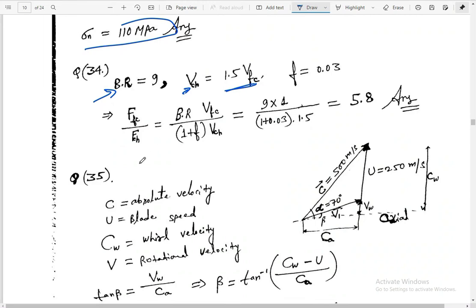We have the formula: thrust of the fan divided by thrust of the hot core engine is equal to bypass ratio times VFC divided by (1 plus f) times VCH. VFC divided by VCH will be 1 by 1.5 according to these relations. The bypass ratio is given, 1 plus f is given, and finally when we solve, we will have 5.8 as the answer.